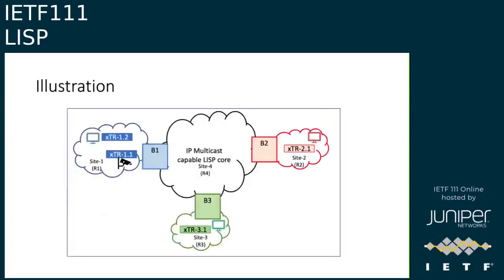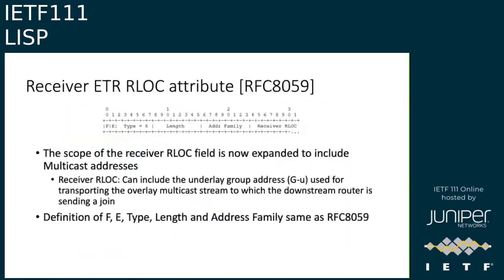Slide. More or less skip this, but this is what it looks like. You have multiple LISP sites, with the source in one site, and then multiple receiver sites, and each of the XTRs, the border routers here, might want to specify different group addresses they want to join. Next slide, please.